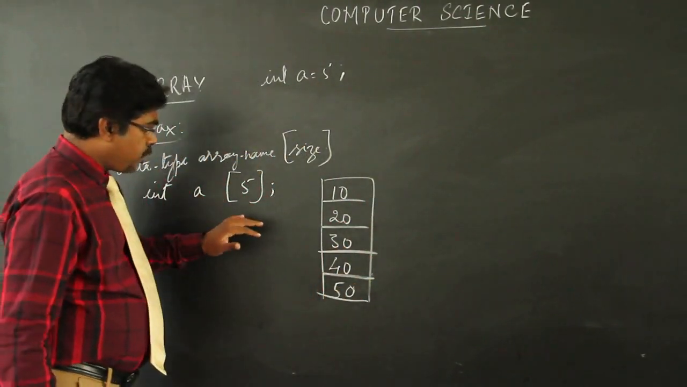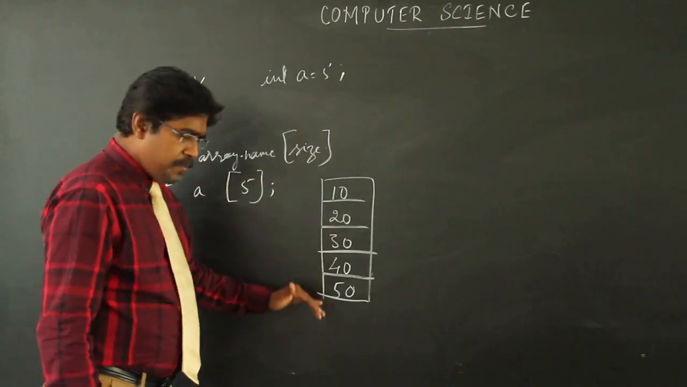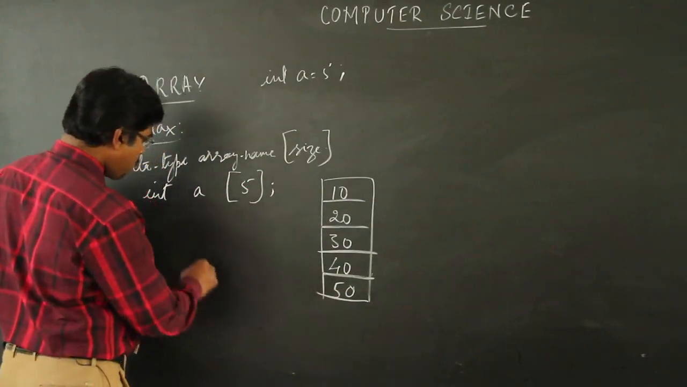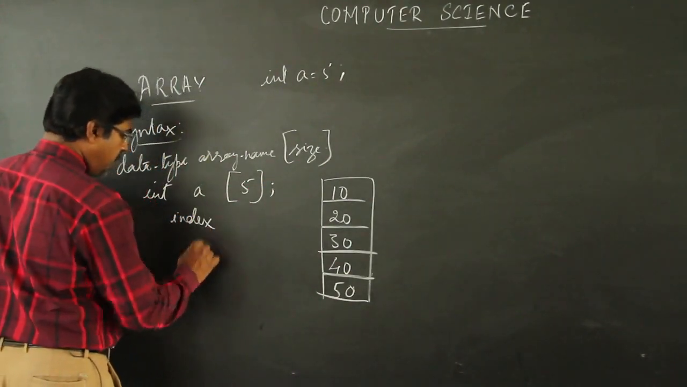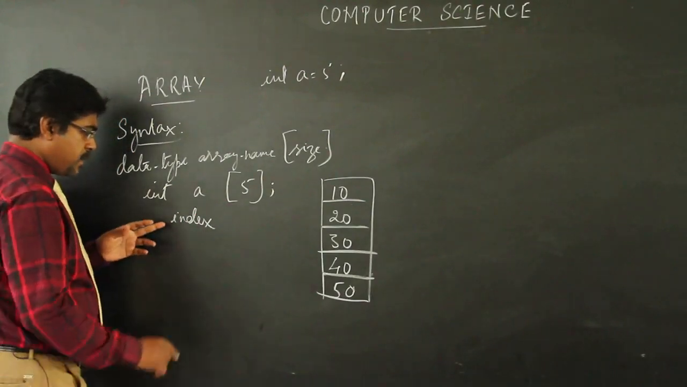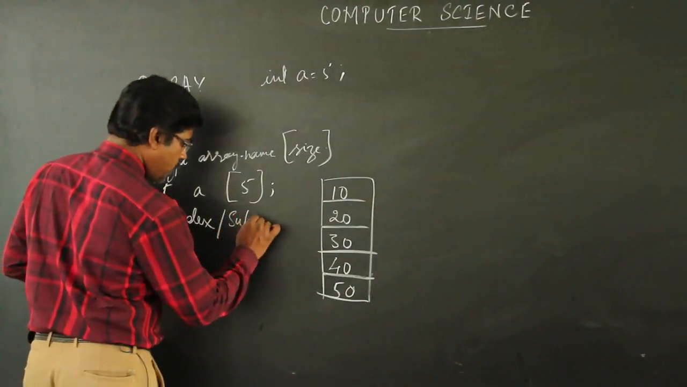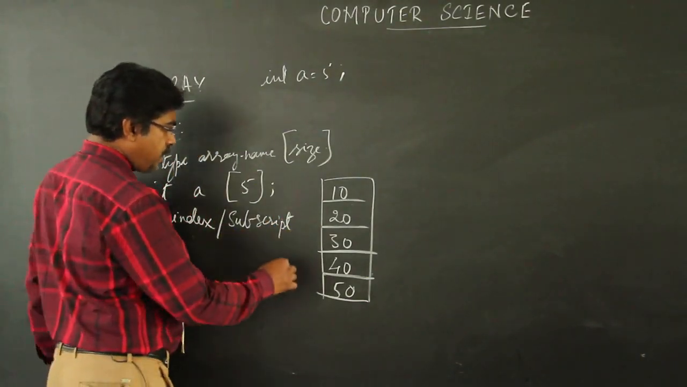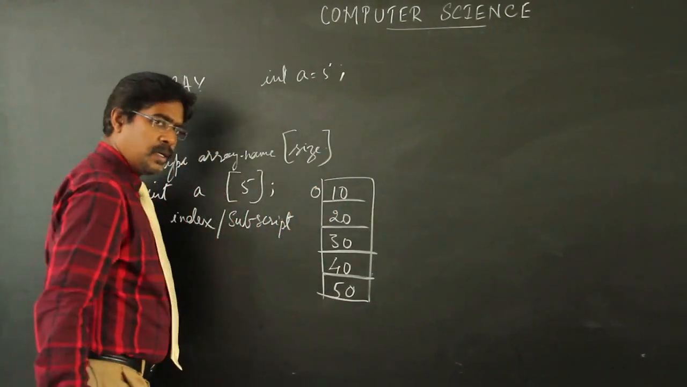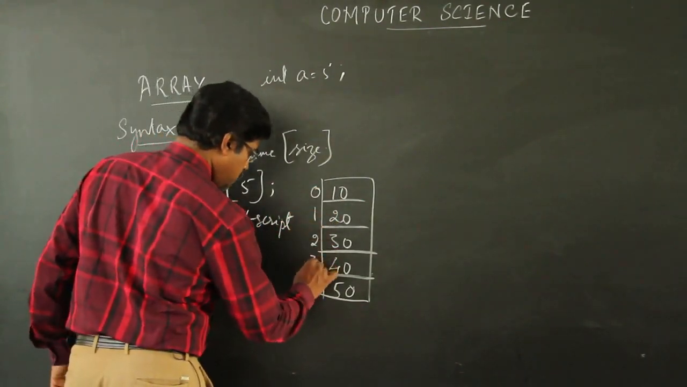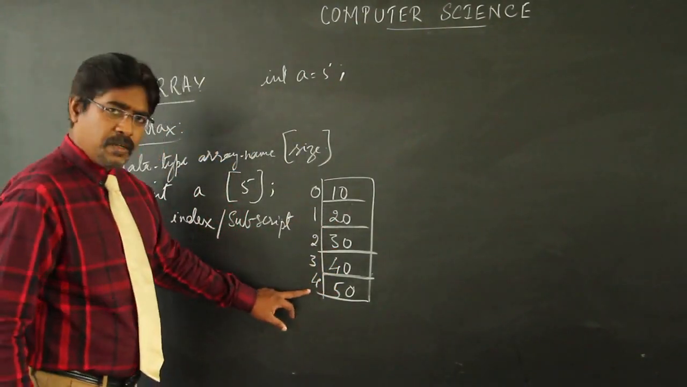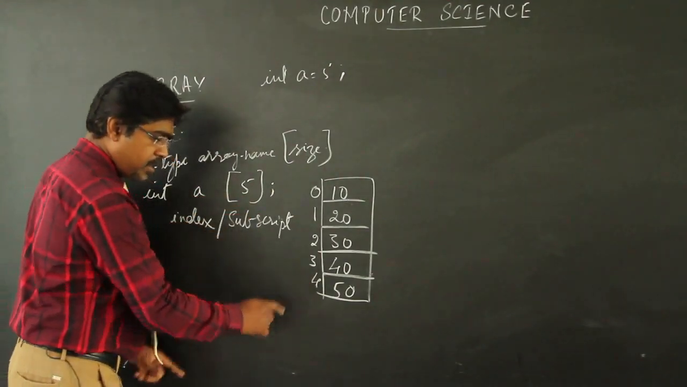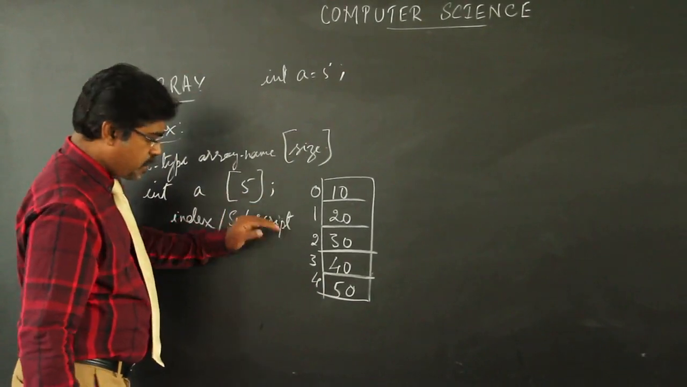Now when we access the array elements, we will be accessing according to their subscript. There is a concept to access the elements of an array, that is index, or it is also called subscript. When any element is supposed to be accessed, we take the indexing value beginning from 0. 0, then 1, then 2, then 3, then 4. The last indexing value will be 1 less than the size. That is, the size is 5, so the last indexing value is 4. 5 minus 1 is 4.